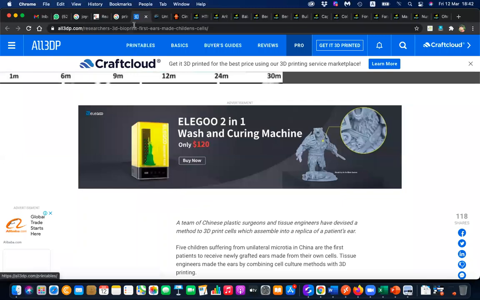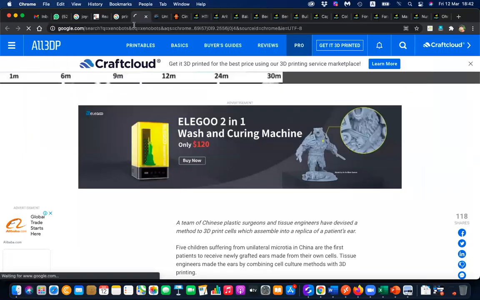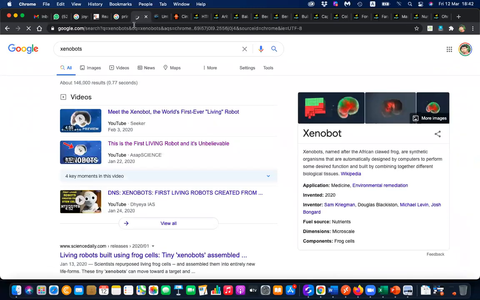Even the Xenobots are the world's first living robot. The robot was created using a computer-based algorithm, but the robot is living. It is using engineered cells. So future biologists have to suffer.